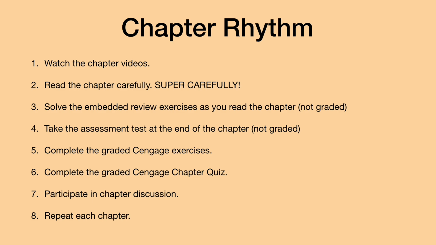Okay, now if you're feeling good about your understanding of the chapter, you have to do 2 graded assessments. One is shorter and the other is longer. Go to the Cengage exercise labeled homework, and then do the quiz. Do them in that order. Do the homework and then the quiz. The quiz could take up to 2 hours. Participate in chapter discussion, and then repeat this each chapter.